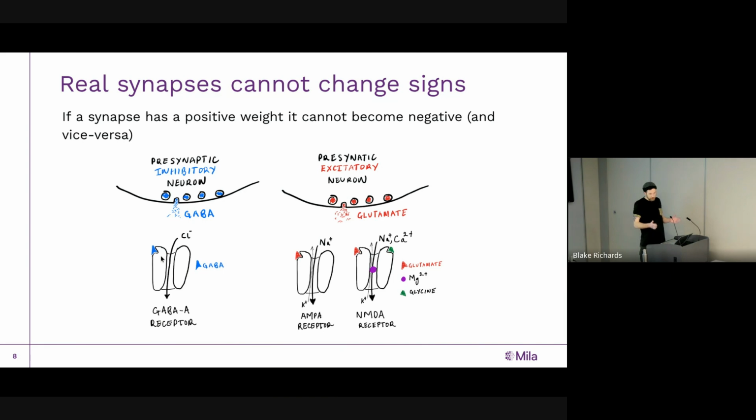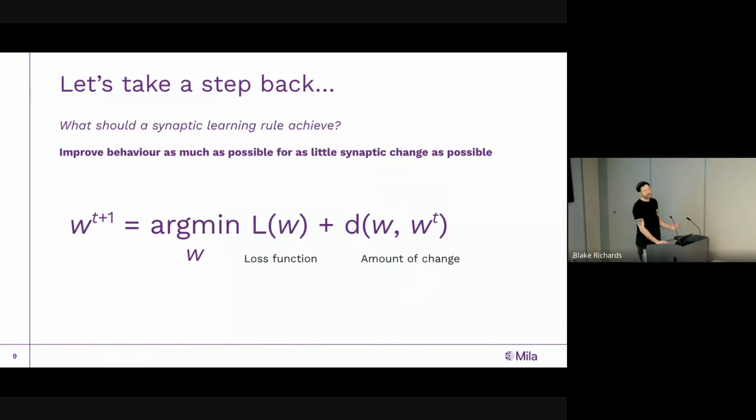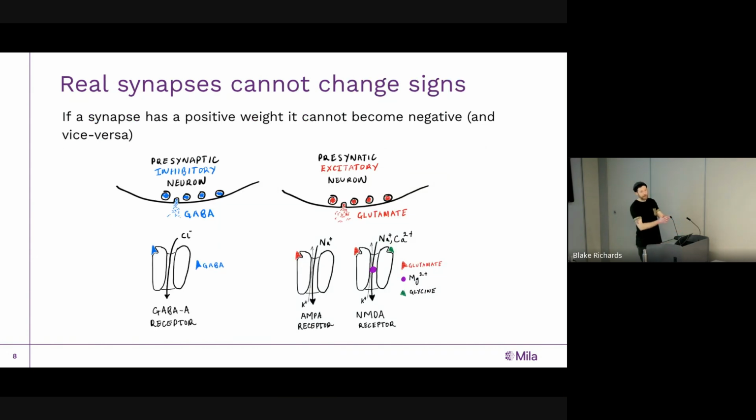Because of Dale's principle, the vast majority of neurons in the brain cannot switch from releasing GABA to releasing glutamate or vice versa. Practically, from a modeling perspective, that means that you cannot change the sign of your synapses. In the real brain, synapses from a given neuron have to be all positive or all negative, and they cannot switch. And of course, gradient descent won't respect that. So gradient descent will violate Dale's law. If you have synapses that are positive, your gradient very well might push them into negative territory or vice versa.